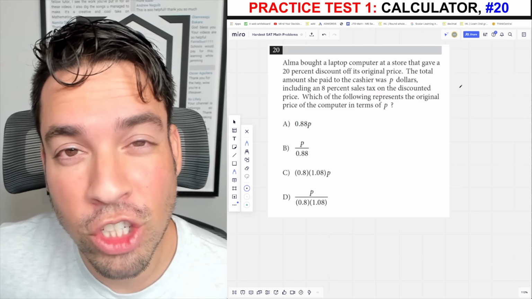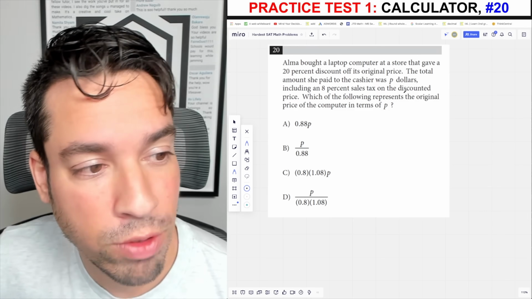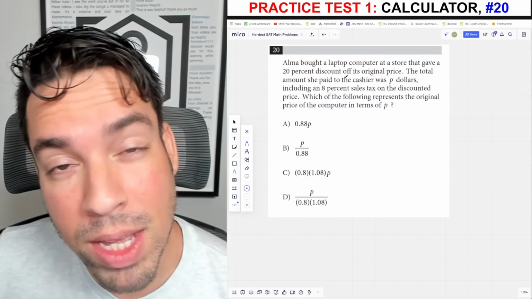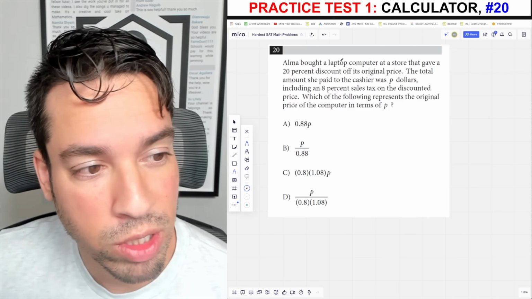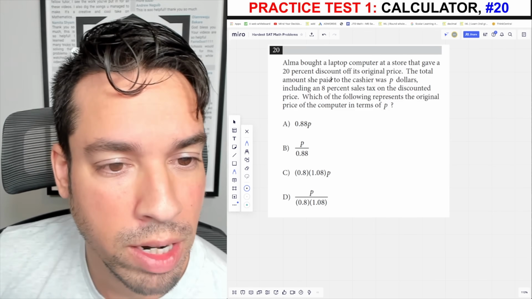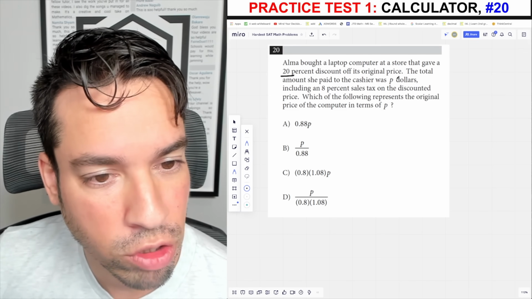This one is pretty tricky just because of the expression that they want you to provide the answer in, and it can be a little confusing. So let's go ahead and read it carefully together. And by the way, a big tip is I'm going to be underlining all the numbers and the variables as I read. So Alma bought a laptop computer at a store that gave a 20% discount off its original price.